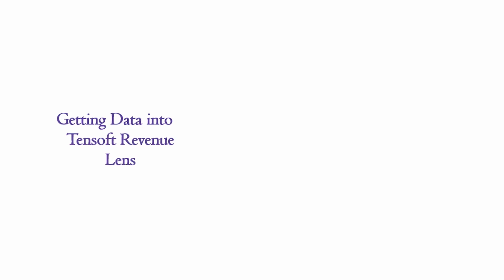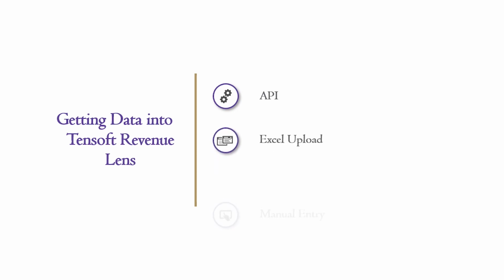So sales documents can come into Revenue Lens in a variety of ways. There is an API that can integrate with your system, where at some frequency transactions are sent from the source system into Revenue Lens via an API. And another method is through an Excel upload, if that makes more sense, and there's a template that we use to upload transactions via Excel.